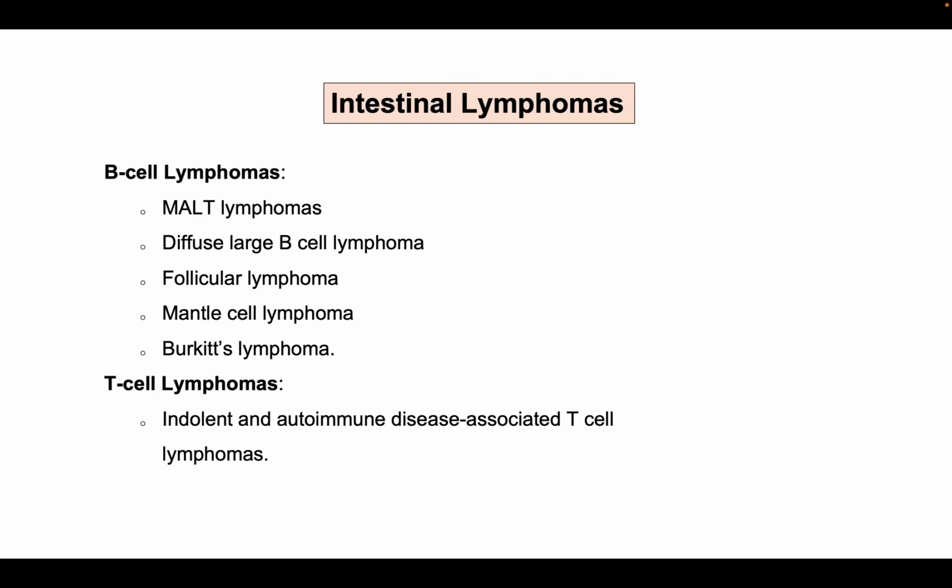Next is the intestinal lymphomas. You should remember that MALTomas, diffuse large B cell lymphoma, follicular lymphoma, mantle cell lymphoma, Burkitt's lymphoma, and some T cell lymphomas, like indolent and autoimmune disease associated T cell lymphoma, are all associated with malabsorption.